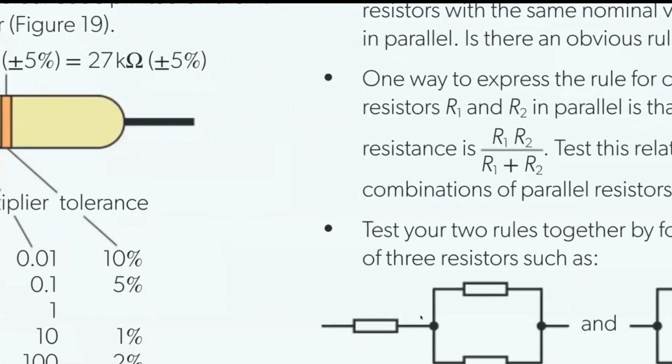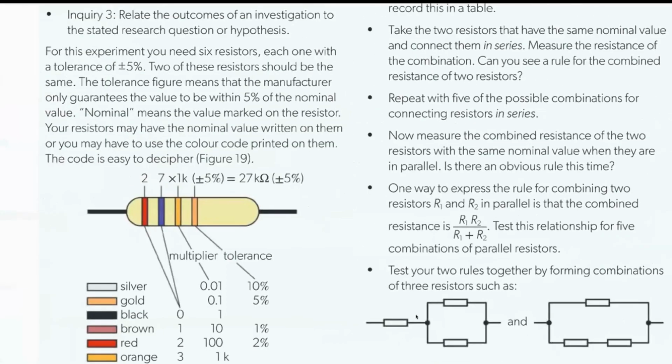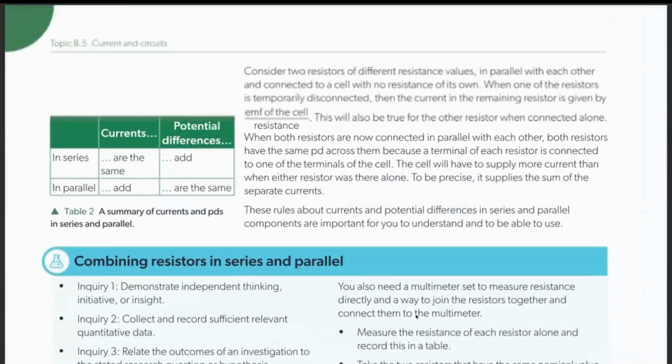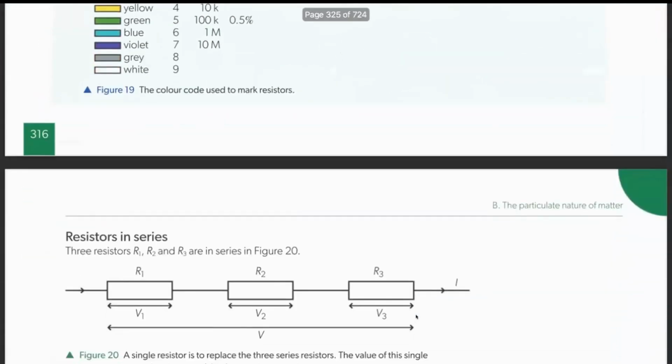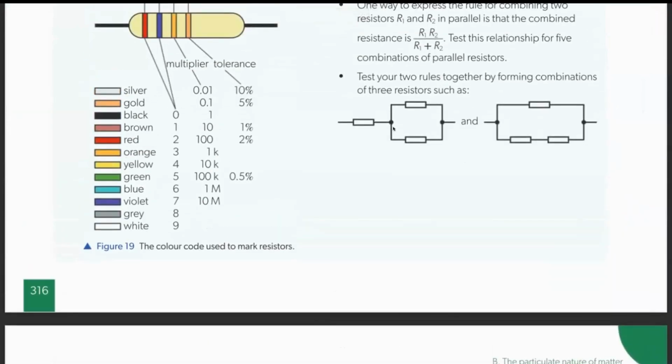Can you see this? There are also combined circuits, with series and parallel together. Complex circuits are those that have series and parallel together. I will tell you what a complex circuit is.